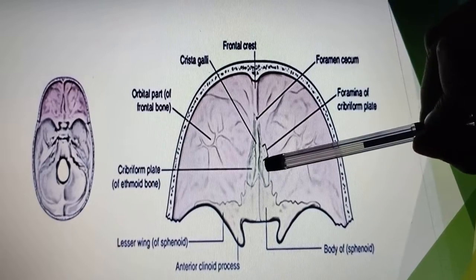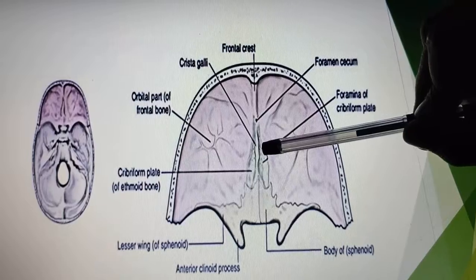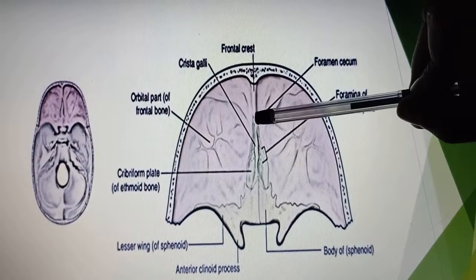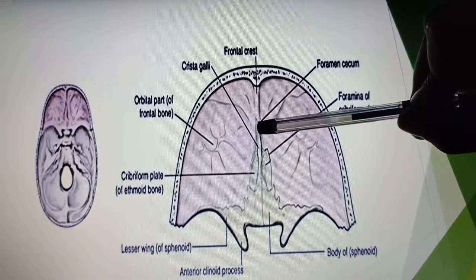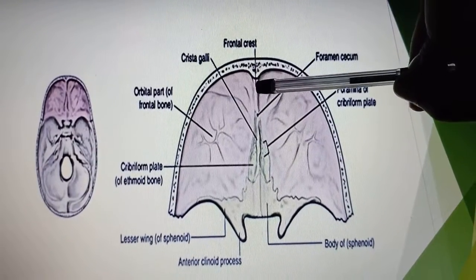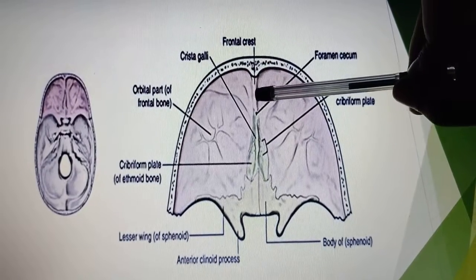We can see the cribriform plate of the ethmoid, which is a sieve-like plate. Anterior to that we can see the foramen cecum. Then we can see a tooth-like projection known as the crista galli, and a vertical ridge of the frontal bone known as the frontal crest.